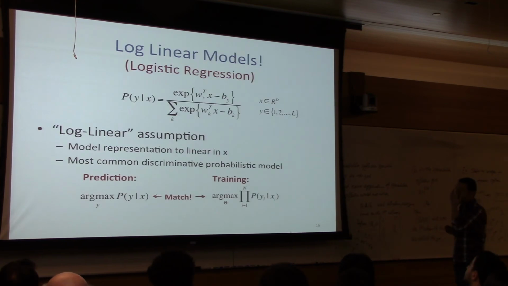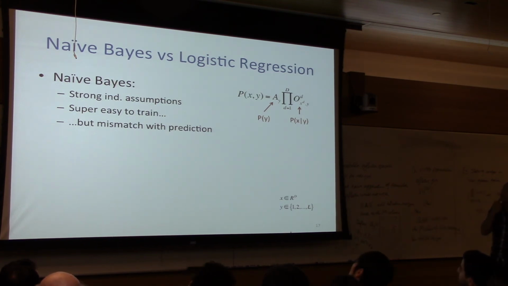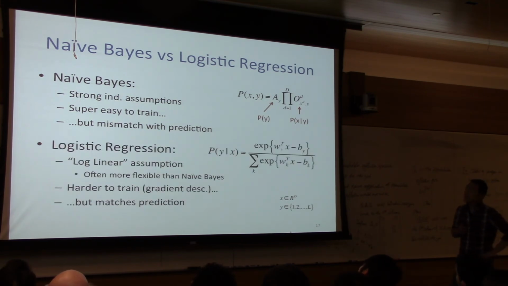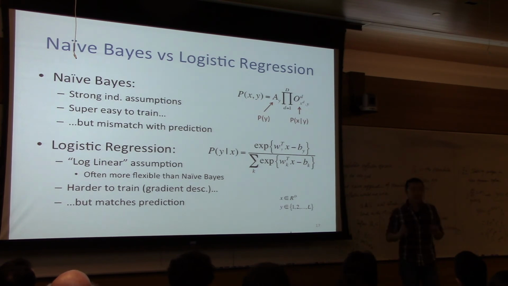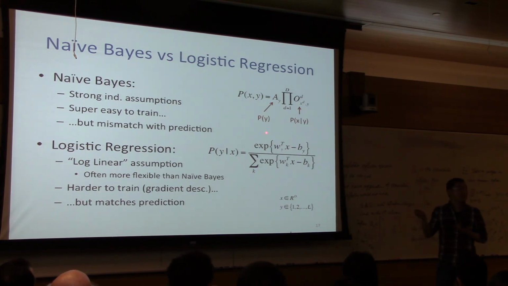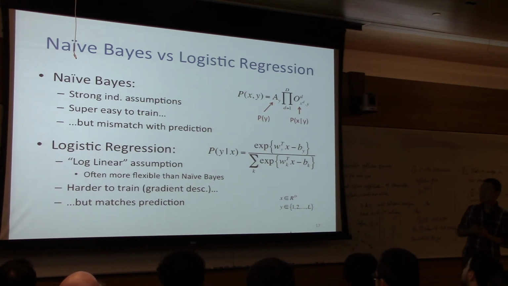So let's do a comparison of naive Bayes versus logistic regression, right? Naive Bayes: strong independence assumption, super easy to train, mismatch with prediction. Logistic regression has a log linear assumption. So the reason why this has fewer parameters than that unstructured conditional model is that we're making a linear assumption. It's harder to train. You have to use gradient descent. These days, not too hard, but still harder. It matches prediction.